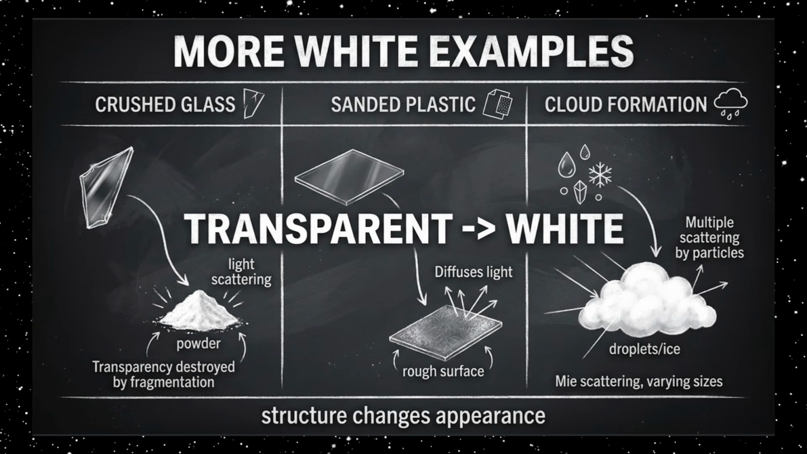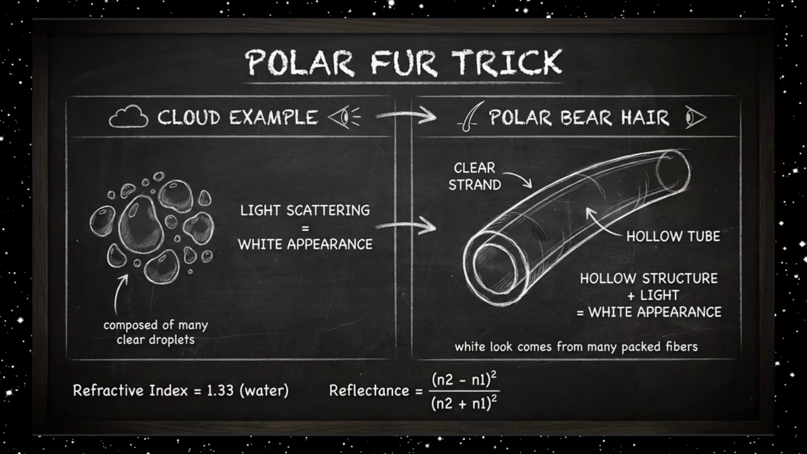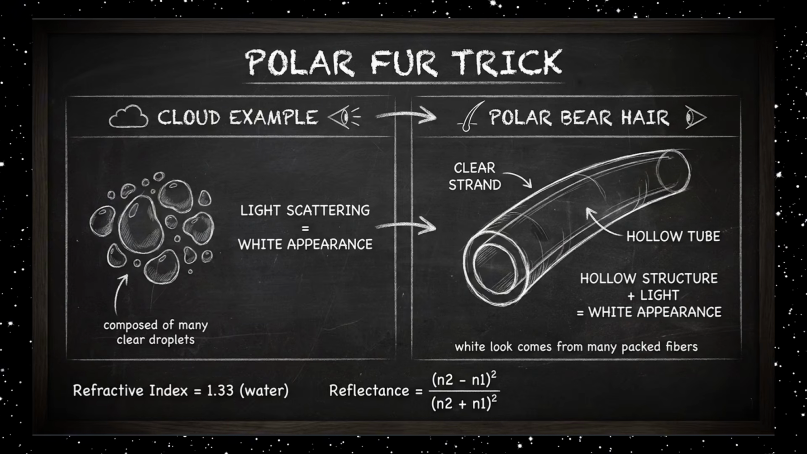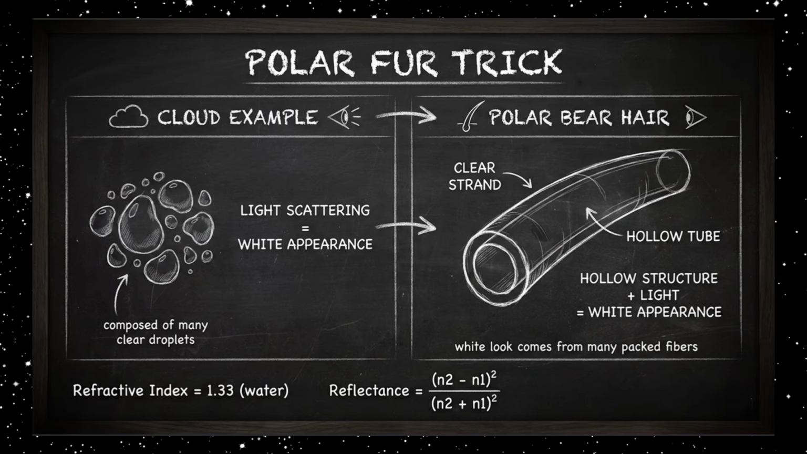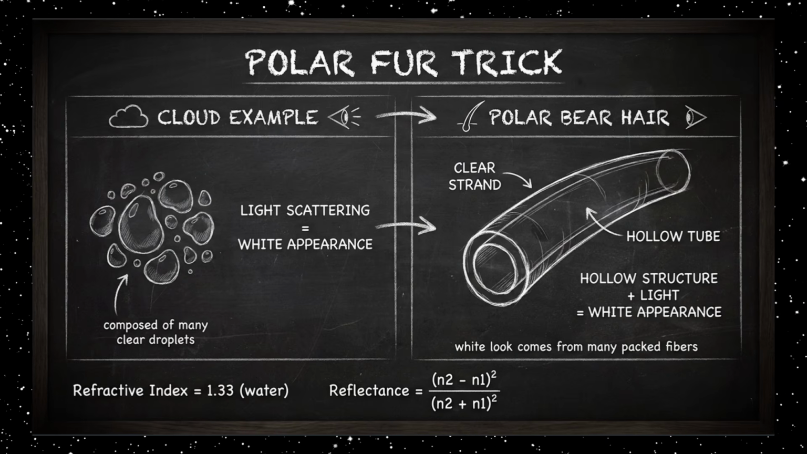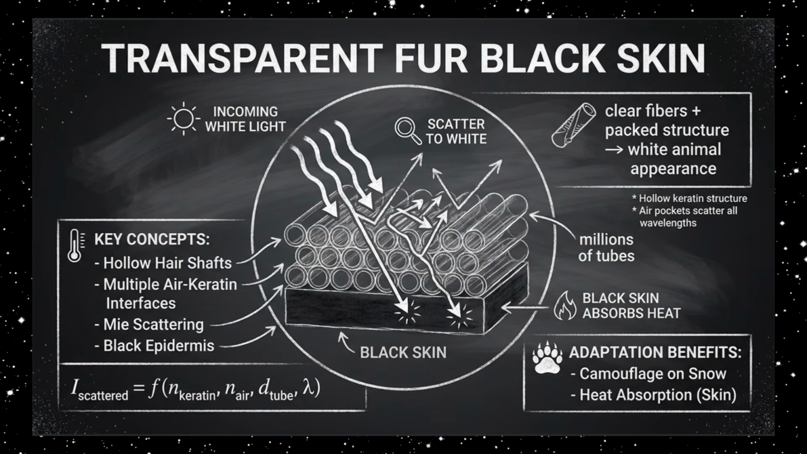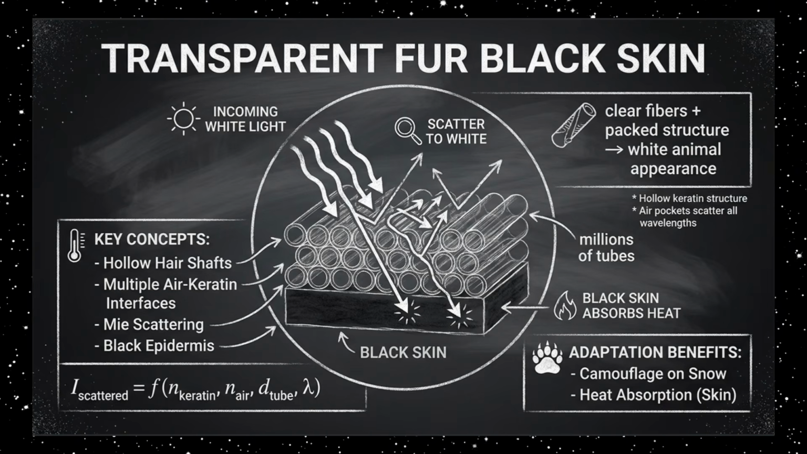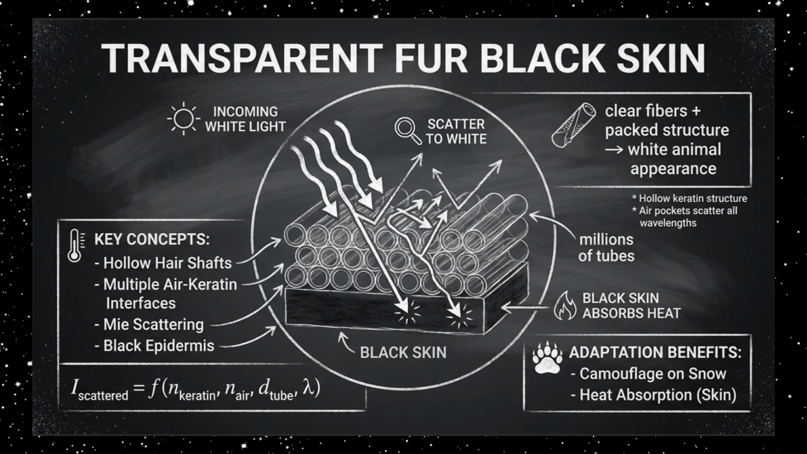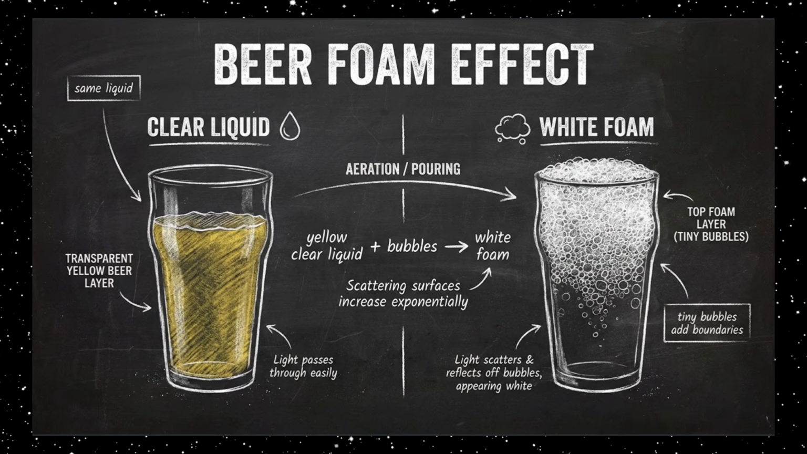The clouds in the sky, every one of them, are made of either tiny water droplets or tiny ice crystals, both of which are individually transparent. The cloud is white because of the structure. Polar bears, here is a good one. Polar bear fur is not actually white. Each strand of polar bear fur is a hollow, transparent tube. Clear, colorless. But there are many millions of these tubes packed together on the bear, and the air-keratin boundaries scatter the light, and so the bear looks white. The bear's skin underneath is actually black, to absorb whatever heat manages to get through. Black skin, transparent fur, white-looking animal.